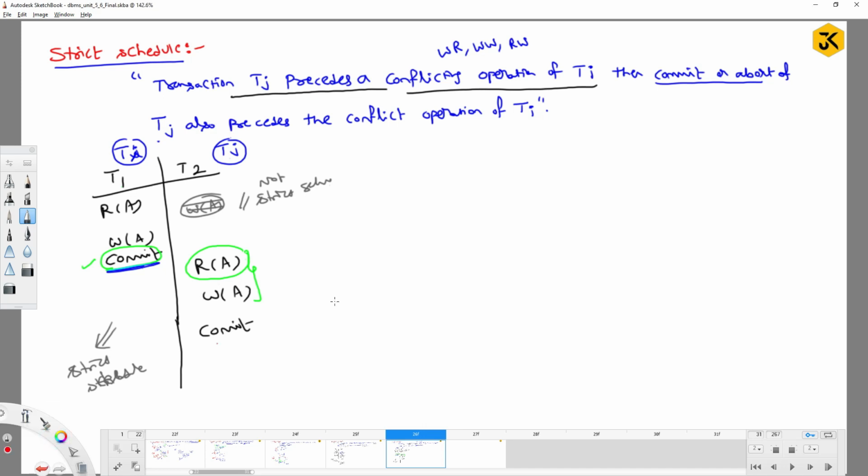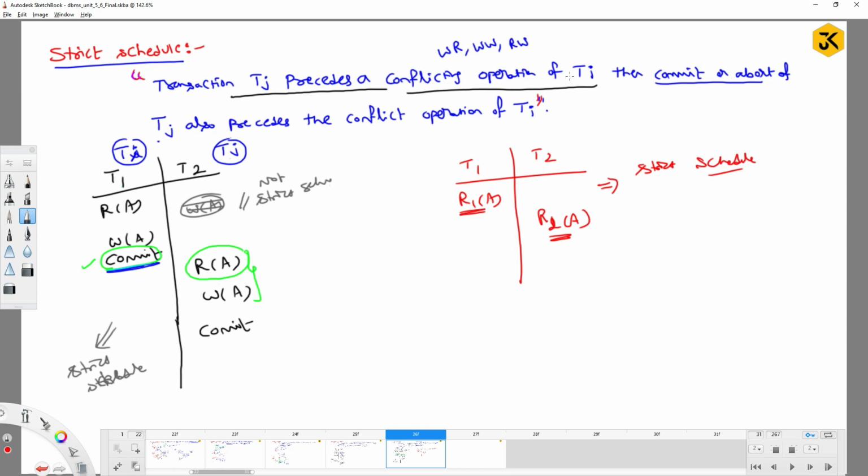Guys, tell me, is this a kind of strict schedule? T1 followed by T2, R1 of A, R2 of A. Is it a strict schedule? Now, what is the definition? You only have to think about conflict operations. Is there any conflict operation? Even though they are on the same data item between different transactions, they are not conflict operations. So I can call it a strict schedule. It is not a strict schedule only if this particular rule is violated, and all the remaining schedules come under strict schedule.